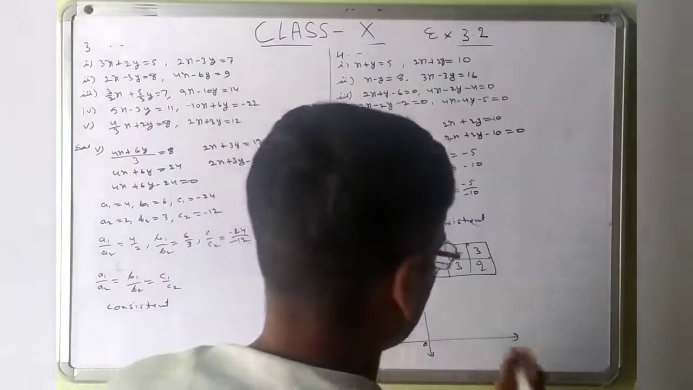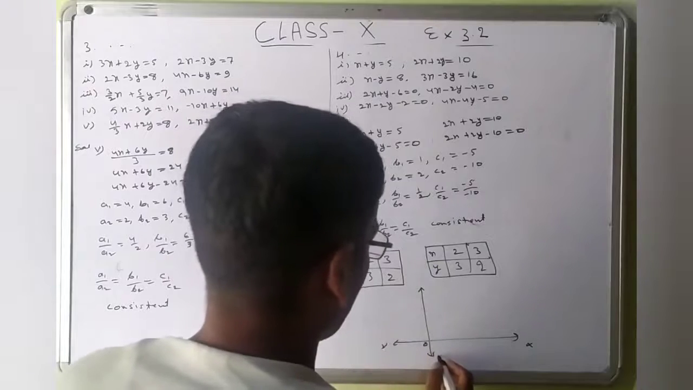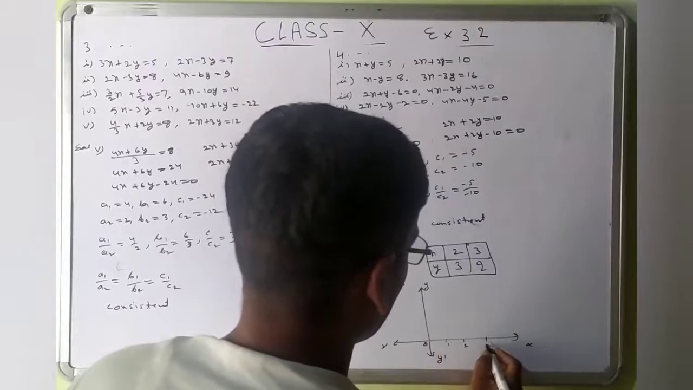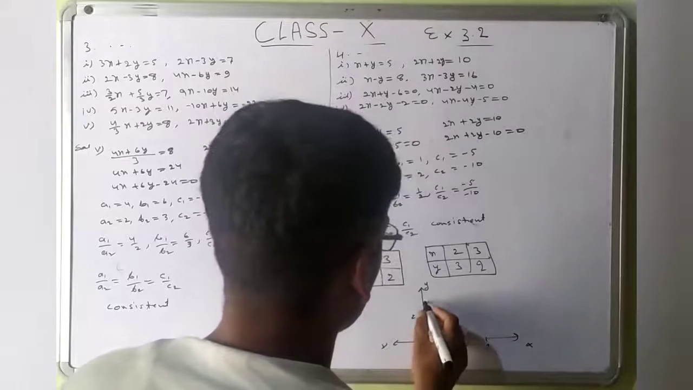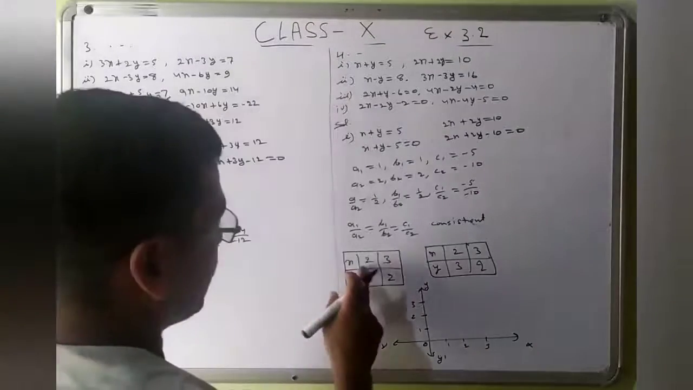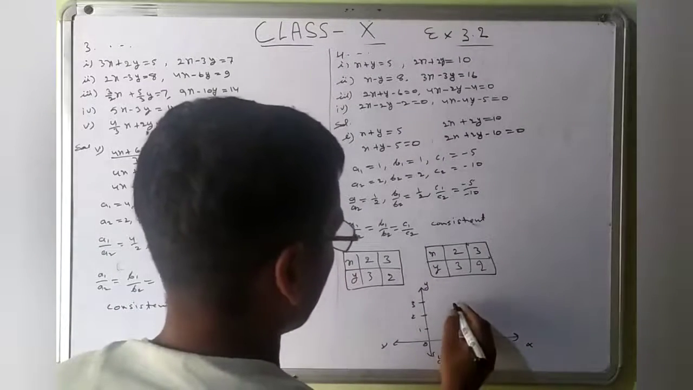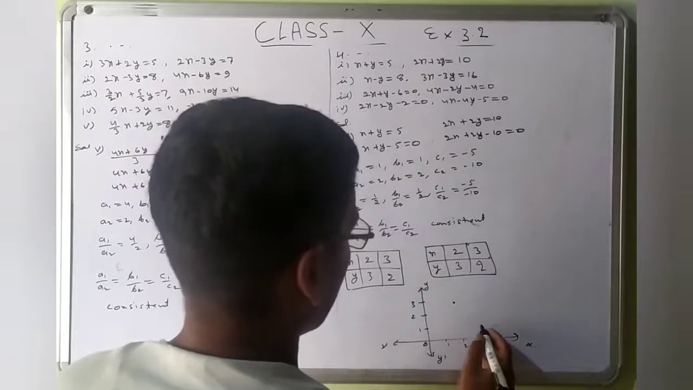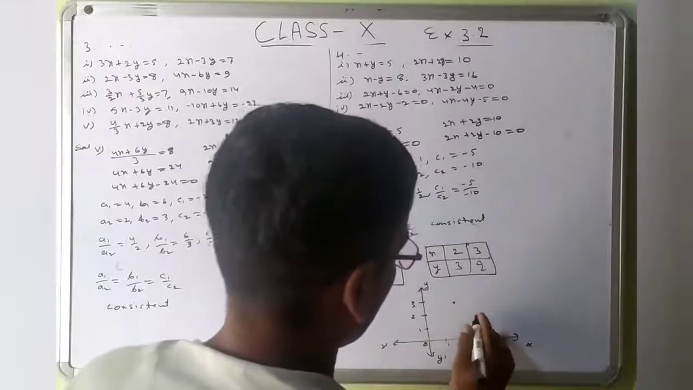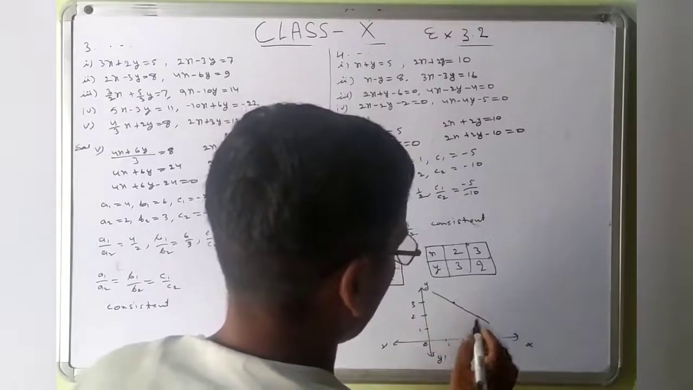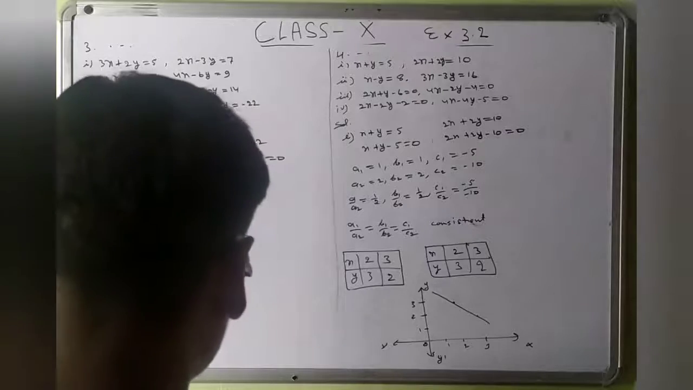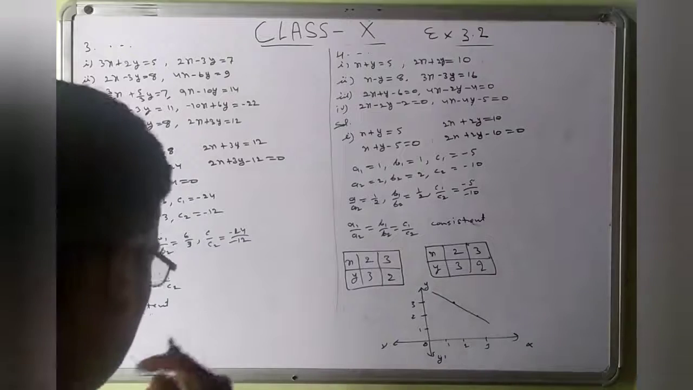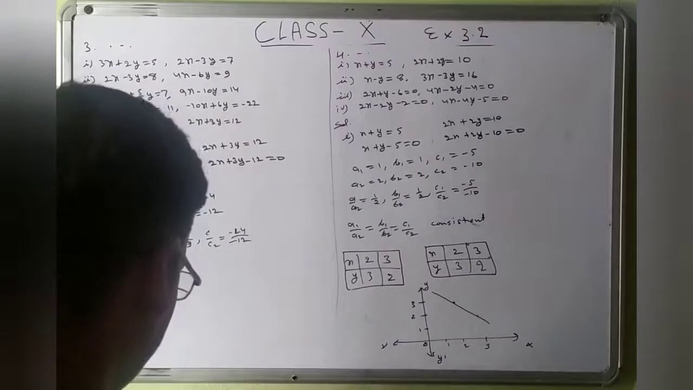That is the origin point, the x-axis, the y-axis. 1, 2, 3 and 1, 2, 3. Then x is 2, then y is 3. Then x is 3, y is 2. And the other part you can do easily, no problem will be there. Okay.